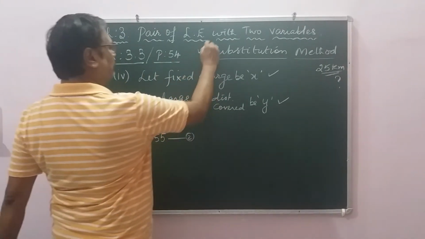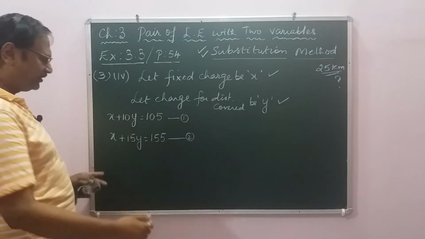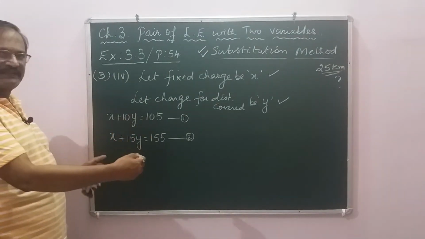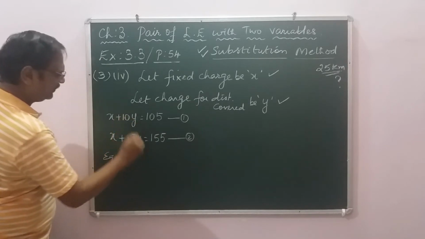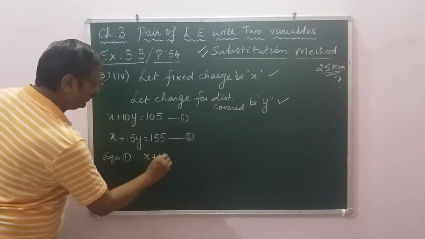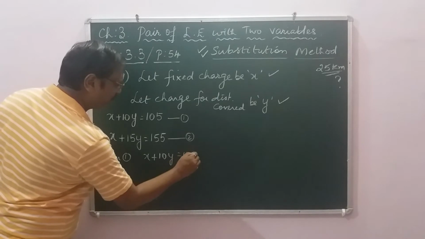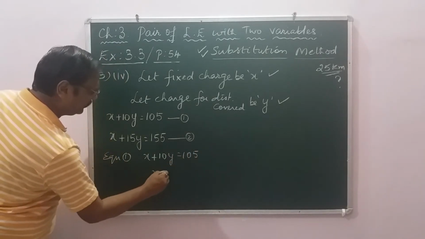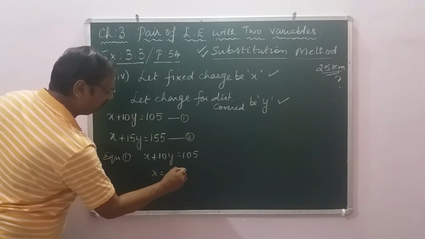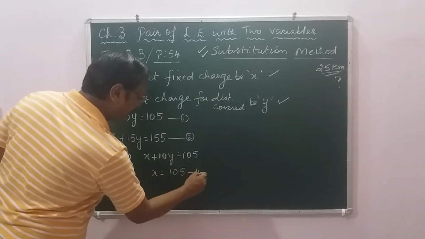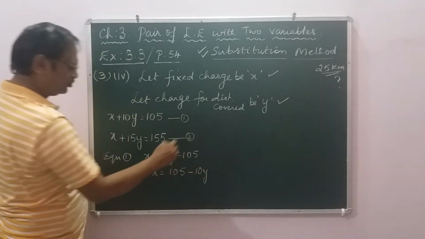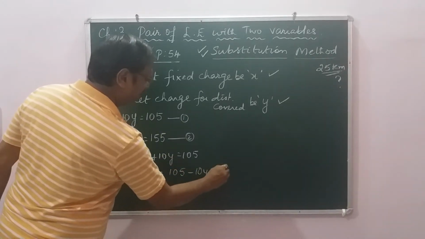We are using the substitution method, where we substitute one value into the other. Let us take equation 1. x plus 10y is equal to 105. x is equal to 105 minus 10y, since 10y goes that side as minus 10y. So I got a value for x.